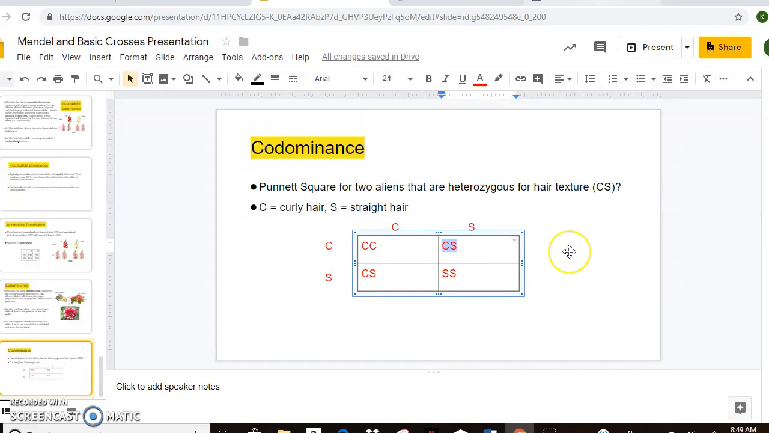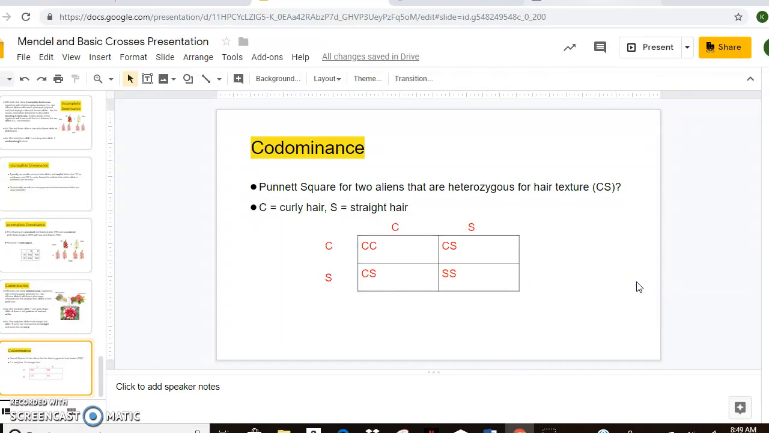50%, so 2 out of their 4 potential offspring, will have a mixture. So they'll have some hairs that are curly mixed in with some hairs that are straight. And then 1 out of the 4 offspring, or 25%, are going to have the genotype SS for totally straight hair. Okay, that's it for this video.